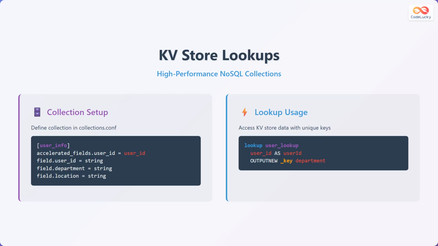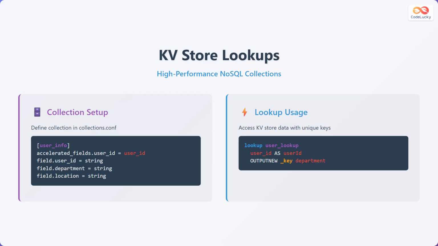KV store lookups provide a more advanced and scalable solution for dynamic data scenarios. Before using a KV store for lookups, you must first define the collection structure in your collections.conf configuration file. This definition includes the collection name, accelerated fields for performance, and field definitions with their data types. For example, a user information collection might include fields like user_ID as a string, department as a string, and location as a string. Once configured, you can reference the KV store in lookup commands using the collection name.